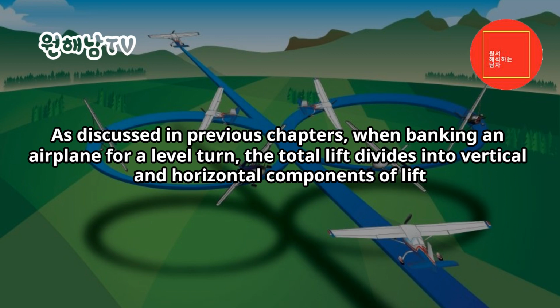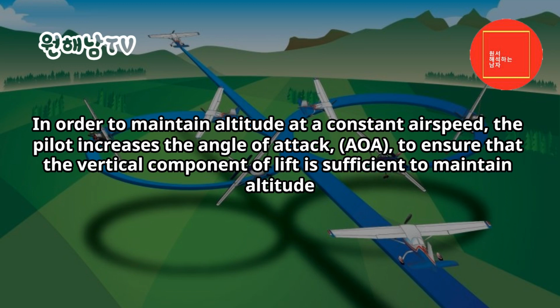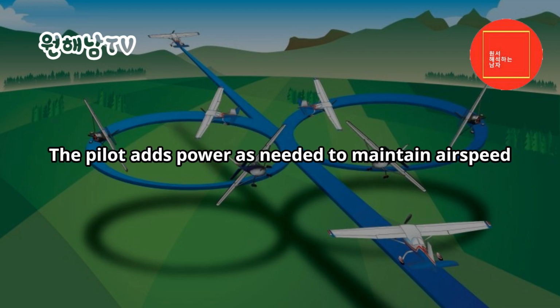As discussed in previous chapters, when banking an airplane for a level turn, the total lift divides into vertical and horizontal components of lift. In order to maintain altitude at a constant airspeed, the pilot increases the angle of attack, AOA, to ensure that the vertical component of lift is sufficient to maintain altitude. The pilot adds power as needed to maintain airspeed.